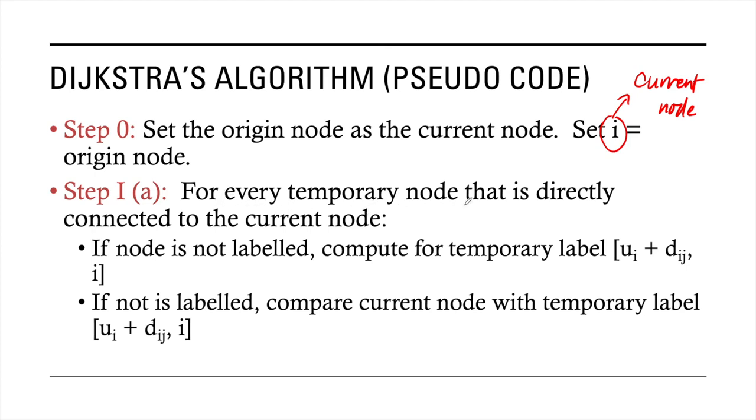Now, for step i, sub A, what do we do? For every temporary node that is directly connected to the current node, wherever we are currently, if the node is not yet labeled, then we compute for this and give it a temporary label. However, if the node is already labeled, then we compare the current label with the temporary label u sub i plus d i j, comma i. And whichever is smaller, we will give to the node.